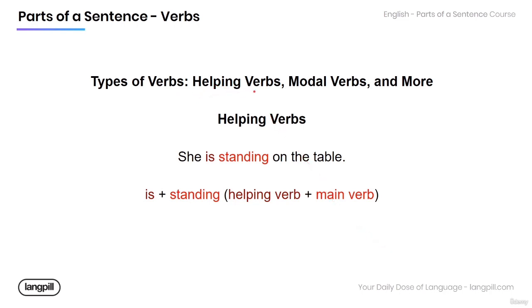We have other types of verbs: helping verbs, modal verbs, and many more types of verbs. For example, helping verbs. You can see here, she is standing on the table. Here is our helping verb. We have two verbs here. Is is a helping verb that is helping this verb standing, which is our main verb. So we can join more than one verb together like this.